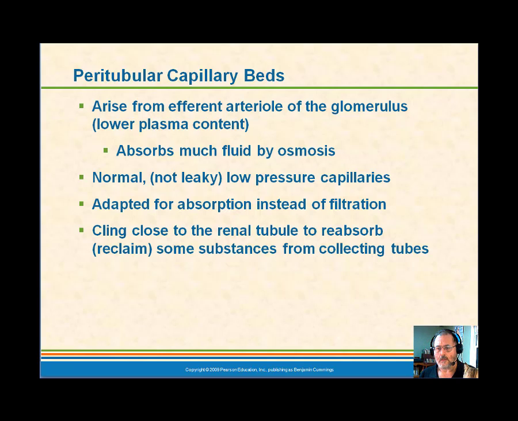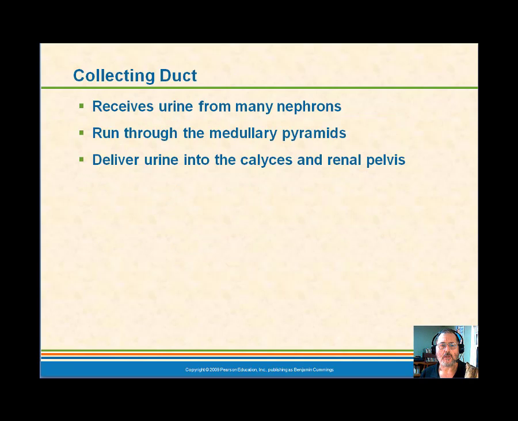Now, let's take a look here at the collecting duct. It receives urine from many different nephrons and runs through the medullary pyramids, delivers urine into the calyces and the renal pelvis.